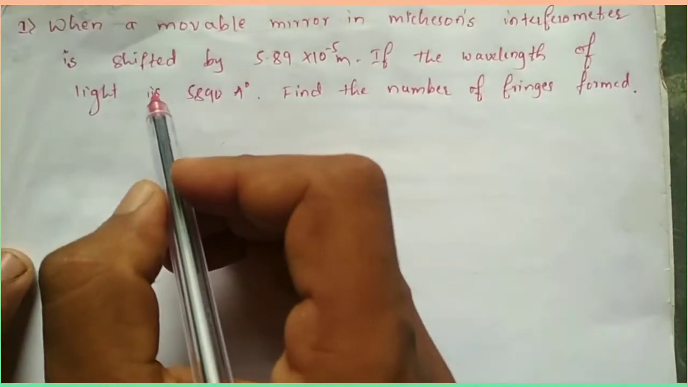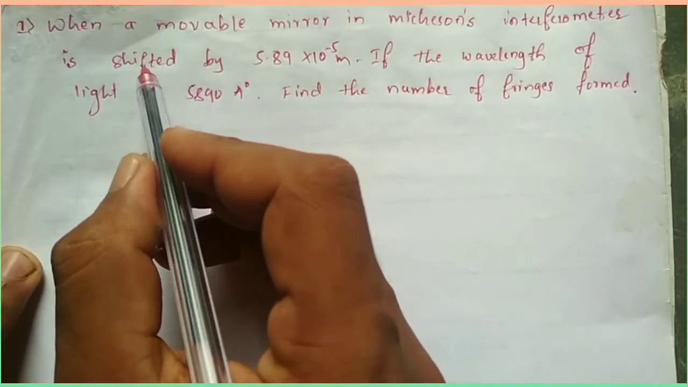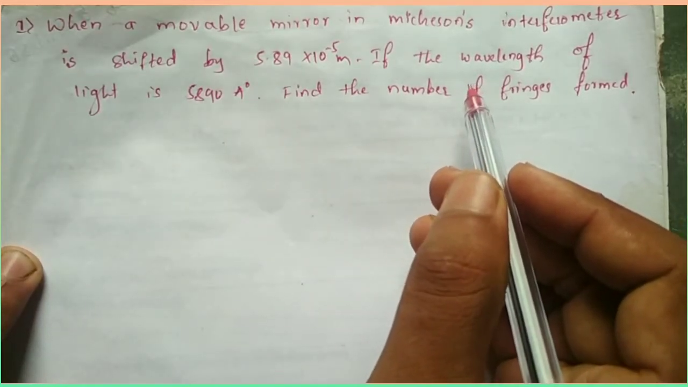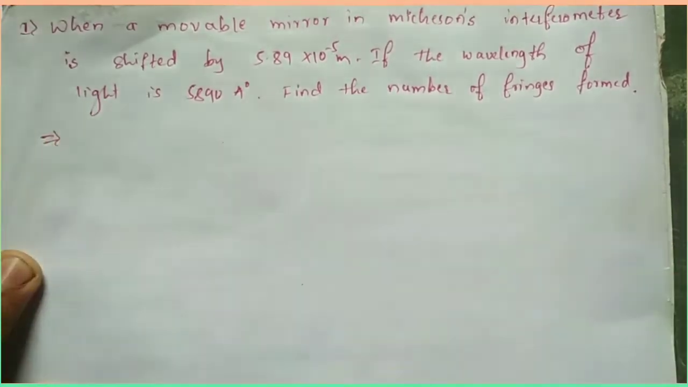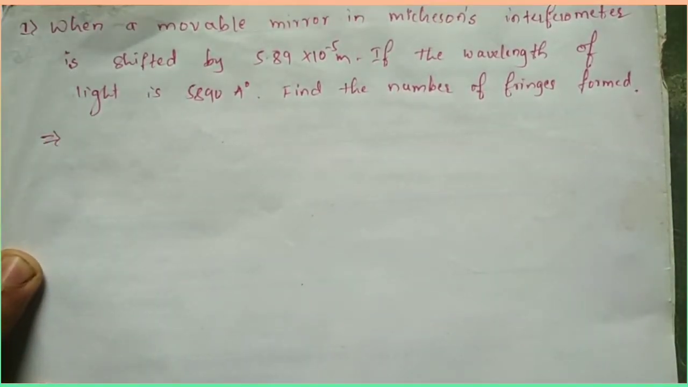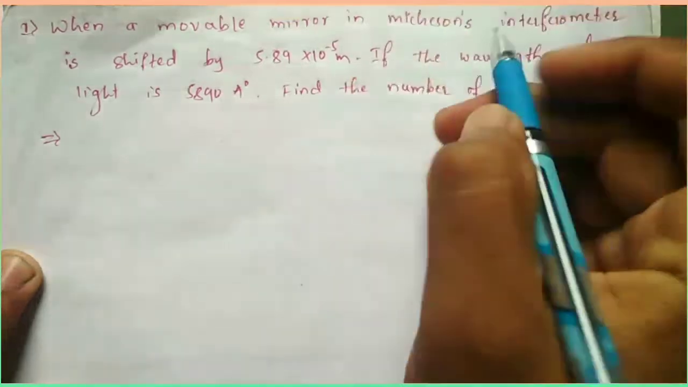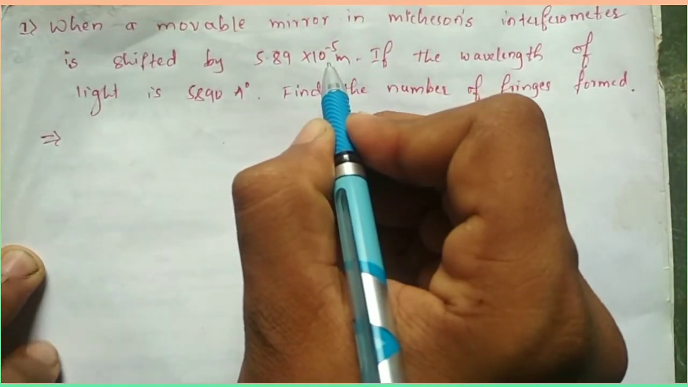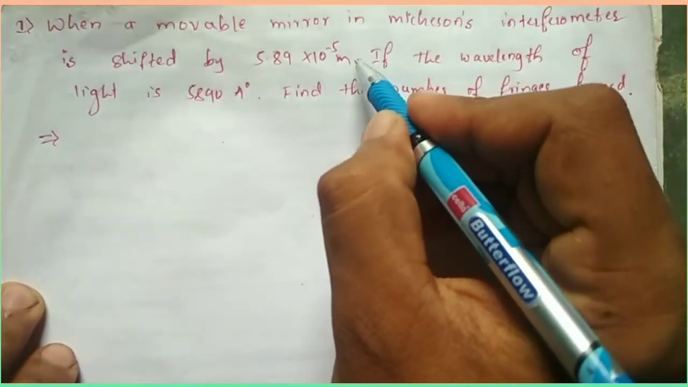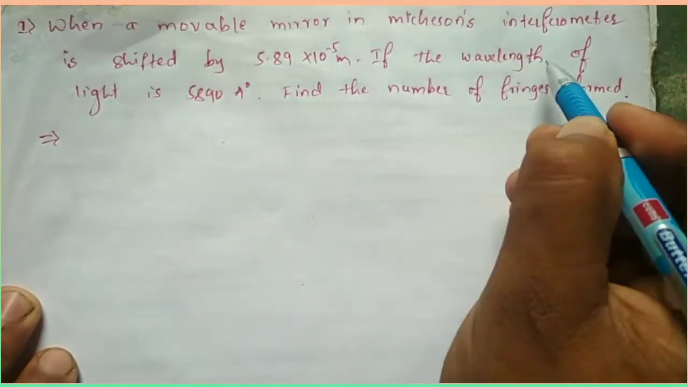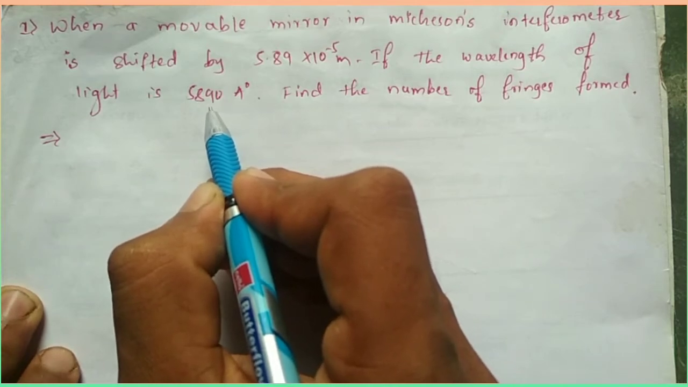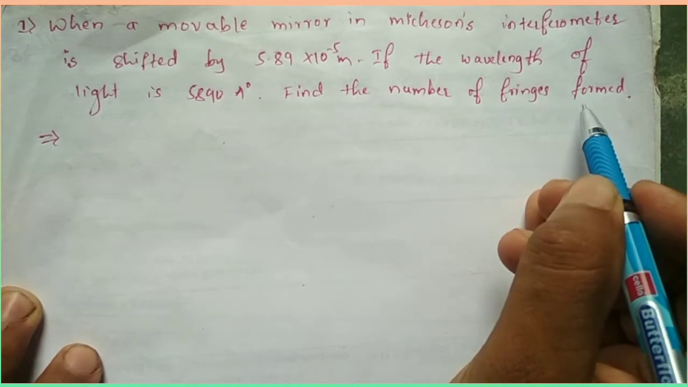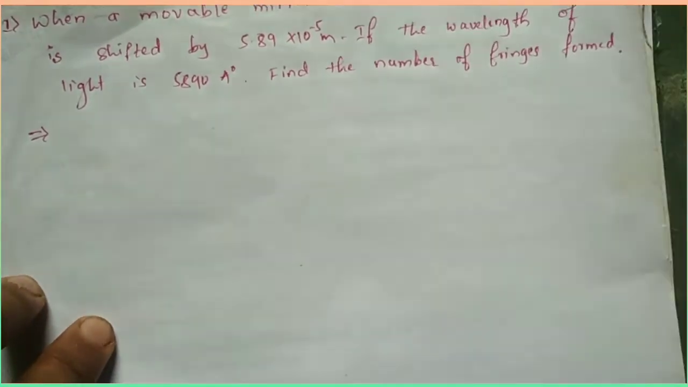Now we have to solve one problem here. First you have to read the problem very carefully and understand it, then you take the solution. When a movable mirror in a Michelson interferometer is shifted by 5.89 into 10 to the power minus 5 meter, if the wavelength of light is 5890 angstrom, find the number of fringes formed.